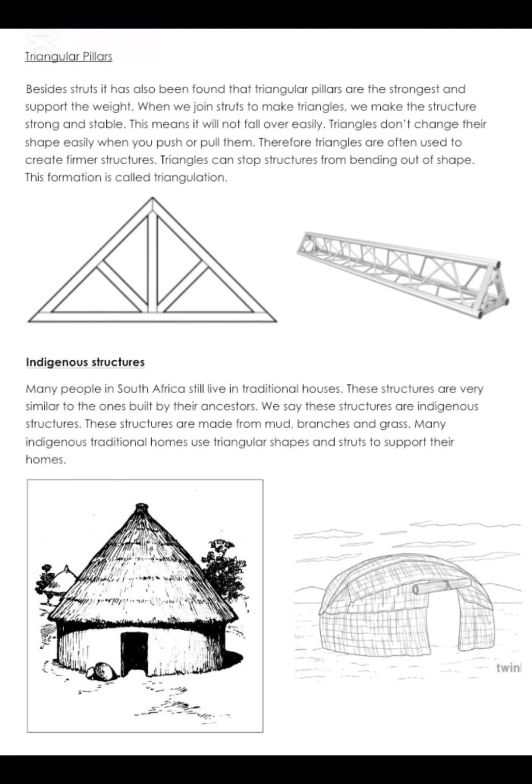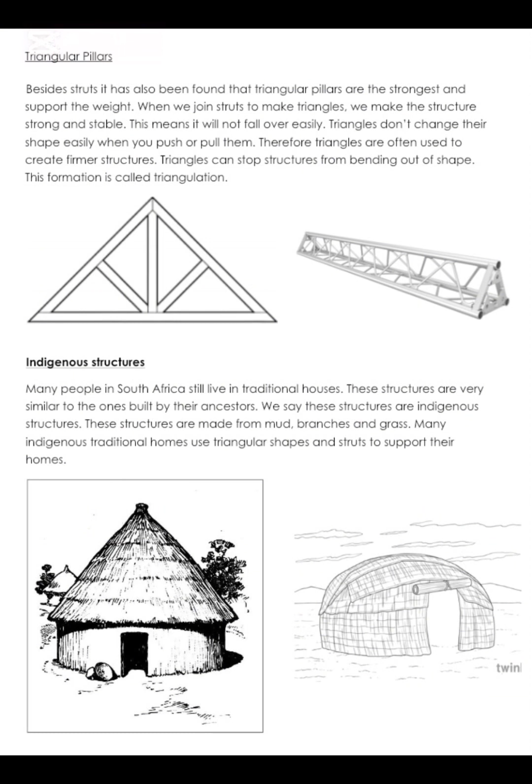Triangular pillars. Besides struts, it has also been found that triangular pillars are strongest and support weight. When we join struts to make triangles, we make the structure strong and stable. This means it will not fall over easily. Triangles don't change their shape easily when they're pushed or pulled. Therefore, triangles are often used to create firmer structures. Triangles can stop structures from bending out of shape. This formation is called triangulation.